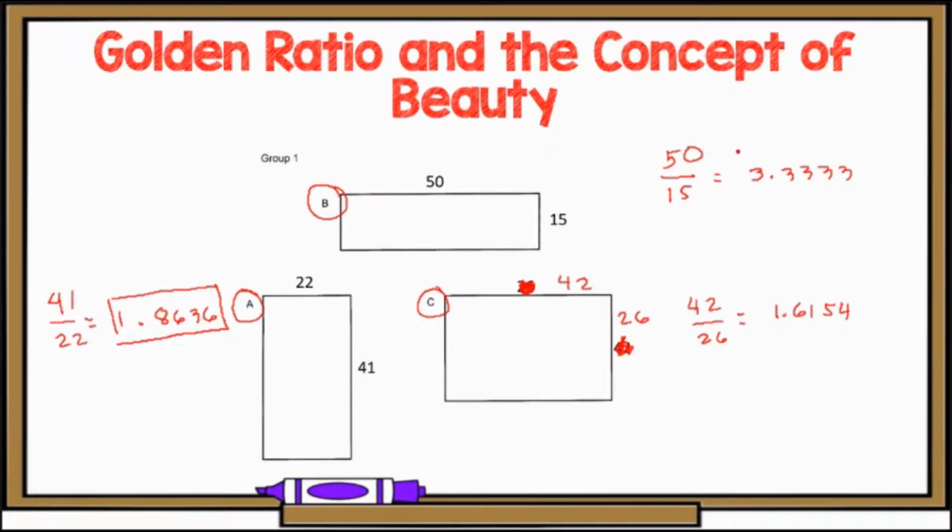Okay, let's compare the three quotients that we arrived with from our computation. The golden ratio or phi is approximately equal to 1.618 and so on. So which among these three is the most visually appealing according to the ratio phi? So the closest ratio is C. Therefore, ito yung pinaka-visually appealing mathematically.